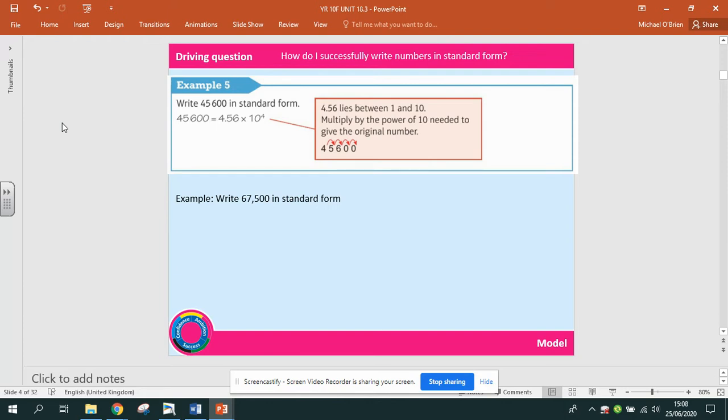What number do I multiply 4.56 by to make it into 45,600? Well, I've moved the decimal, or the numbers have effectively moved over 4 places to the right to get to 4.56. So I must multiply it by 10 raised to the power 4. If it's got to move 4 places to the right, we need to multiply it by 10 to the 4th. So my number, as I said there, would be 4.56 times 10 to the 4th.